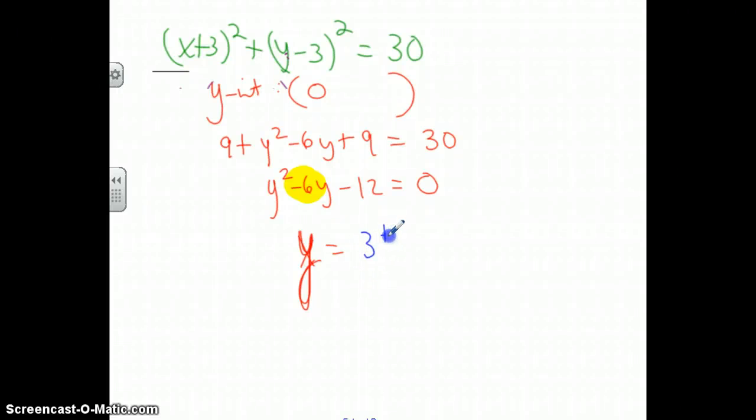The process looks the same. I hope that's helpful.